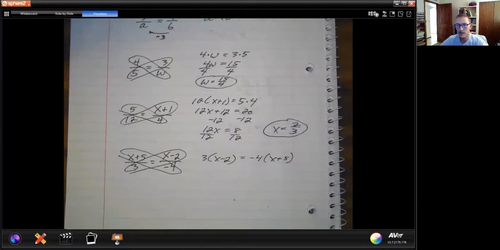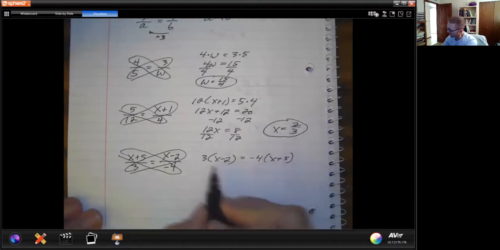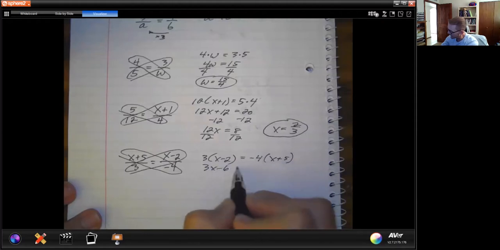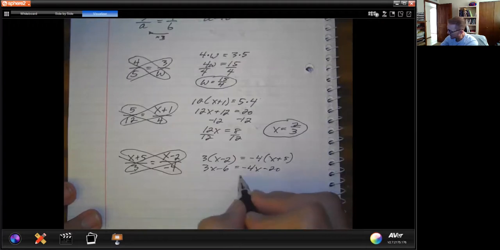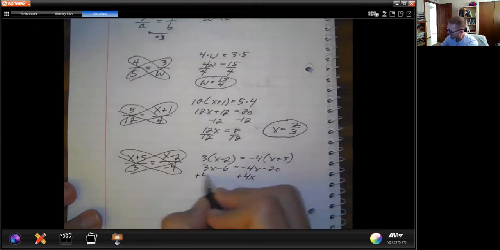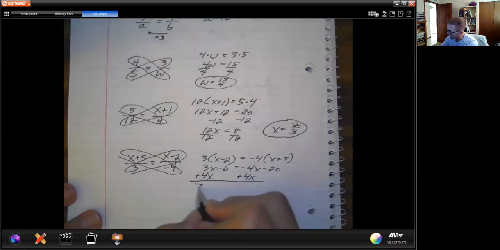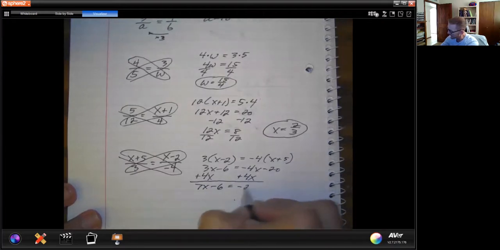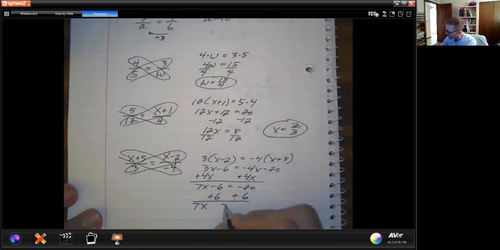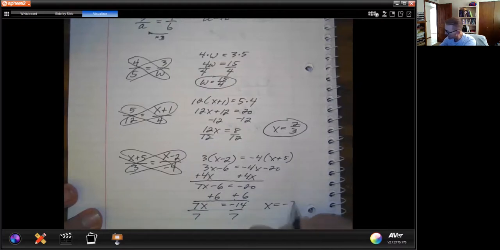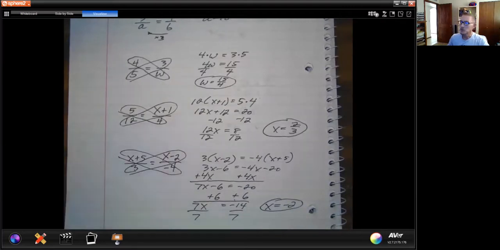So I set up my multiplication here. I use distributive property, and now it's just a multi-step equation. I get 3x minus 6 equals negative 4x minus 20. I'm going to move the 4x to the other side by adding it. 7x minus 6 equals negative 20. It's a two-step equation, so I will add 6 to both sides. 7x equals negative 14. Divide out the 7. x equals negative 2. So you have a multi-step equation with variables on both sides.